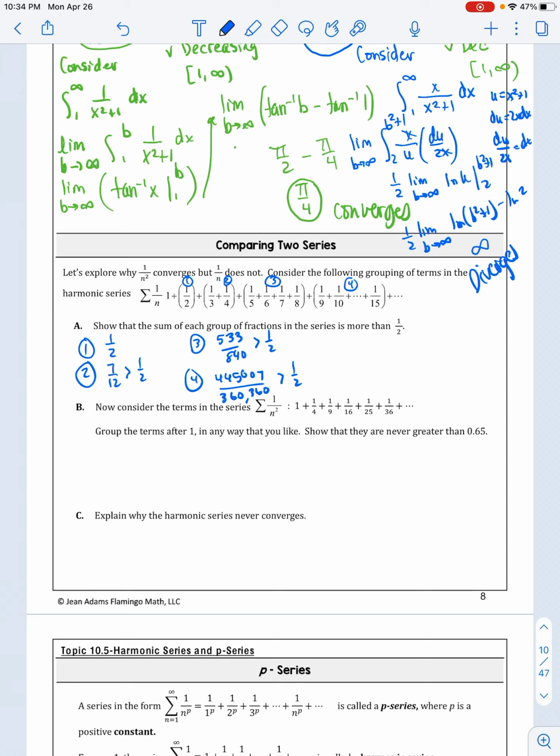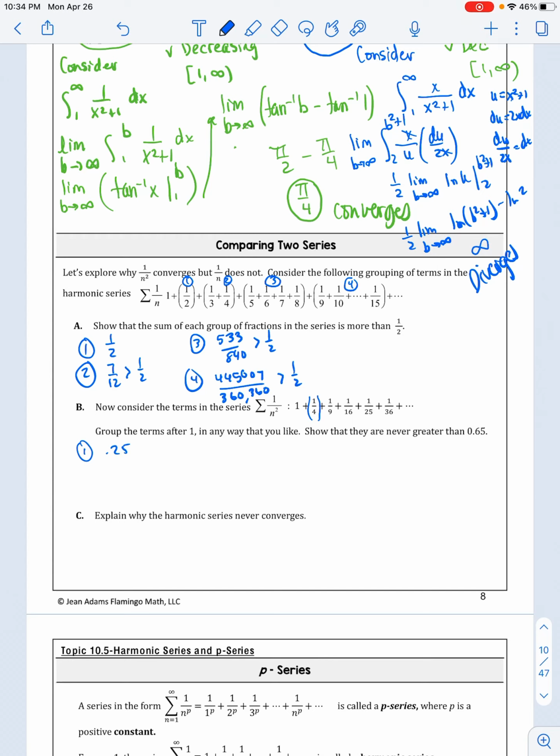Now consider the terms in the series, summation 1 over n squared. So if I put a 1 in, I get 1. If I put a 2 in, I get 1/4. If I put a 3 in, I get 1/9. If I put a 4 in, I get 1/16, and on and on. It says group the terms after 1 in any way you would like, and show that they are never greater than 0.65.